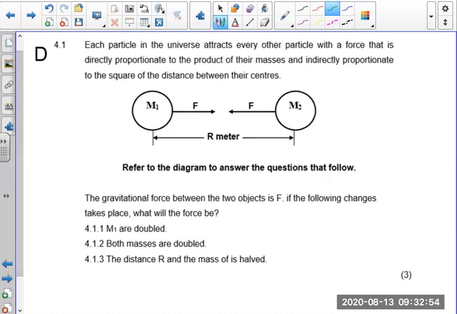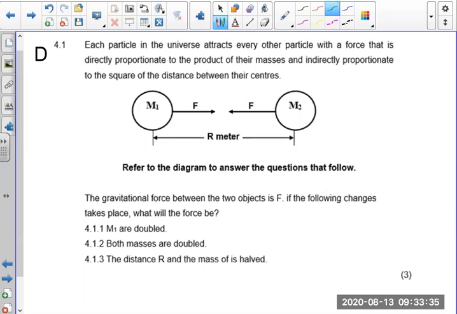Now let's do some examples. 4.1 here, number D. They say, each particle in the universe attracts every other particle with a force that is directly proportional to the product of their masses and inversely proportional to the square of the distance between their centers. So immediately I must know, they just gave me Newton's gravitational law. The next one, the gravitational force between the two objects is F. That's the force. If the following takes place, what will the force be?